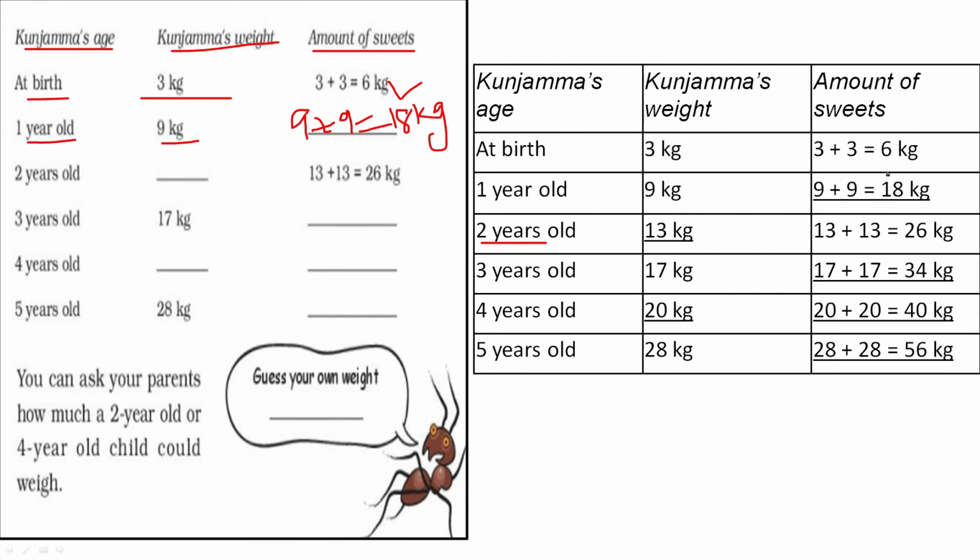3 years, you can write 17 kg plus 17 kg. So 34 kg. When she was 4 years, 20 kg. 20 plus 20, 40. 5 years old, 28. 28 plus 28, 56 kg of sweets.